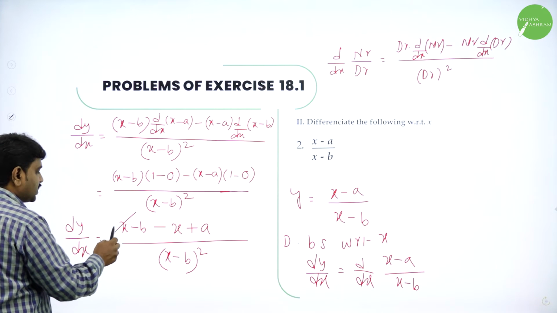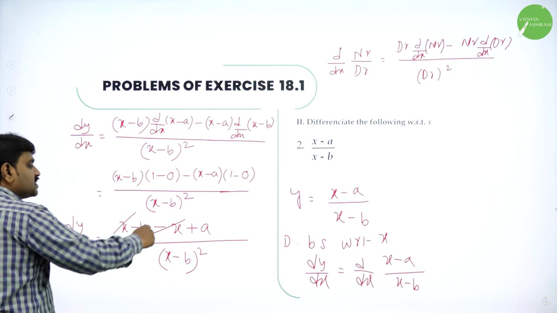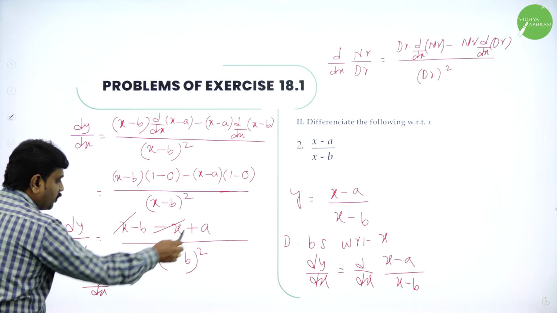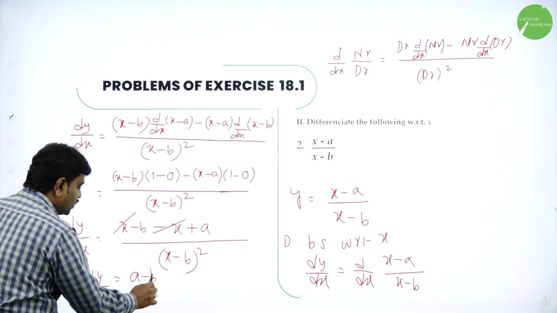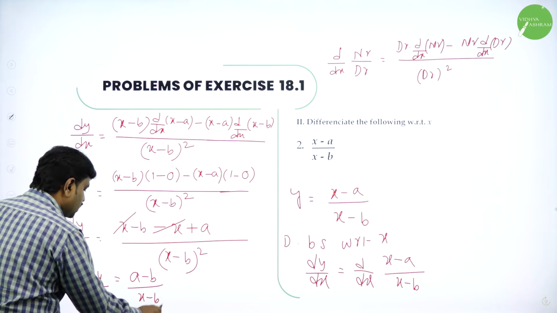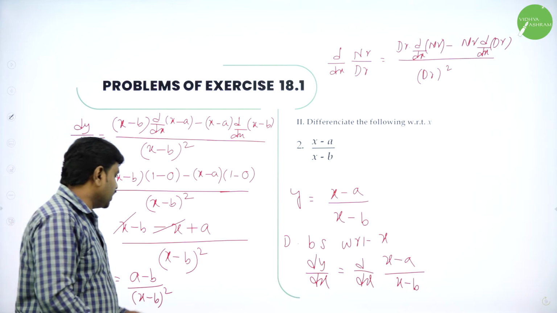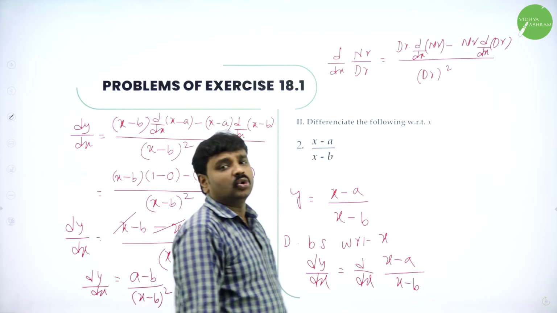So now further, plus x minus x cancels, minus b plus a is left out. Or I can write this as dy by dx. First I will write the positive term, that is a minus b divided by (x minus b) the whole square. Now we got the dy by dx value. Dy by dx is (a minus b) by (x minus b) the whole square.